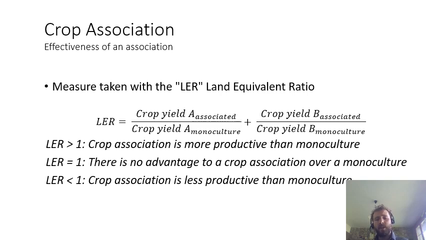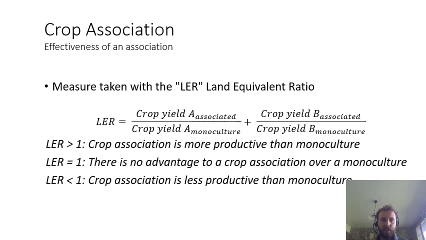So to evaluate this, to compare the yield of different intercropping with monocropping or with other intercropping, we use the so-called land equivalent ratio. The idea is to evaluate how much land you actually spare by intercropping. So you want to know how much land you would need in monocropping to produce as much as you have on one field of intercropping of the different crops.